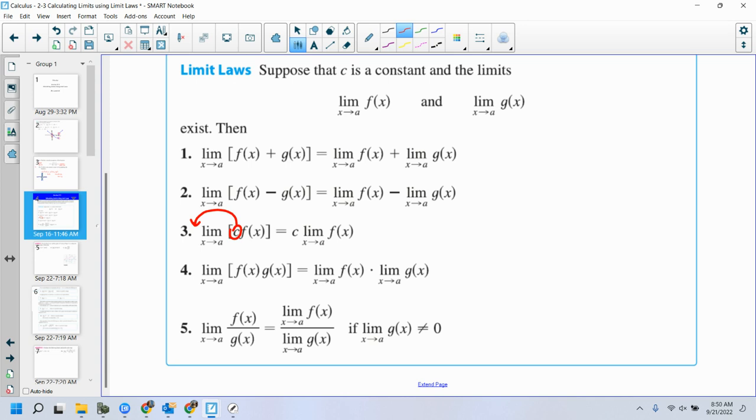It's the only sticking point for the quotient. So all said and done, with rules 1, 2, 4, and 5, basically you can distribute the limit to all different operations. It doesn't matter if it's addition, subtraction, multiplication, or division. If you have the limit of the operations of the functions, you can distribute that limit into each of those individual functions and evaluate them separately.